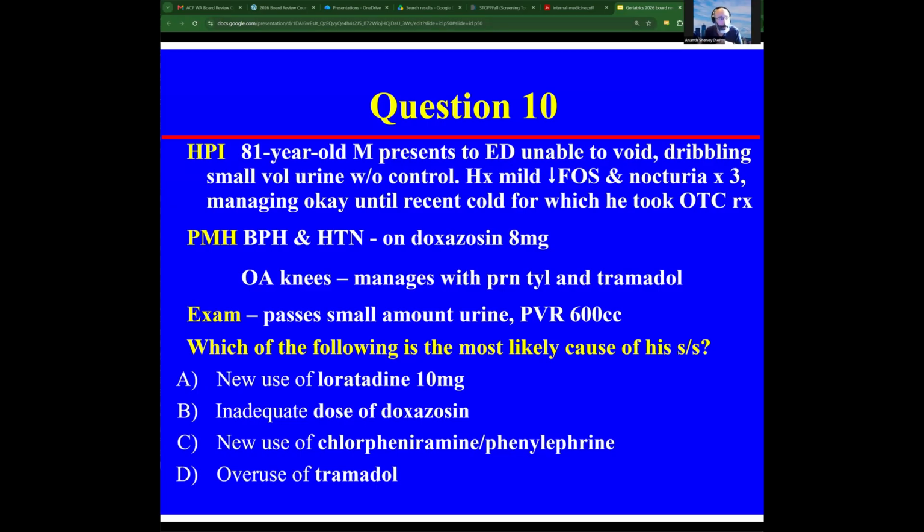So which of the following is the most likely cause of his symptoms of inability to void and leakage? Is it new use of loratadine, maybe for that upper respiratory infection? Is it an inadequate dose of doxazosin? Is it new use of chlorpheniramine and phenylephrine, presumably for that upper respiratory infection, or an overuse of that opiate tramadol, which can have some anticholinergic effects?